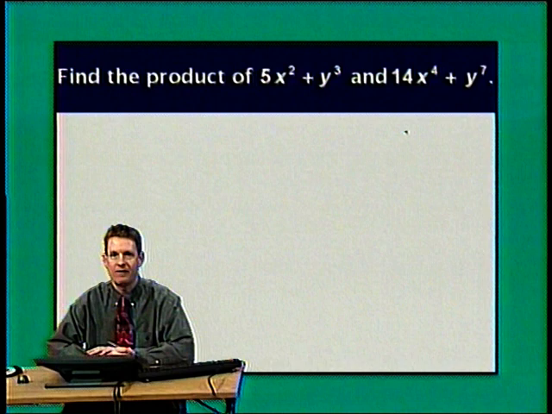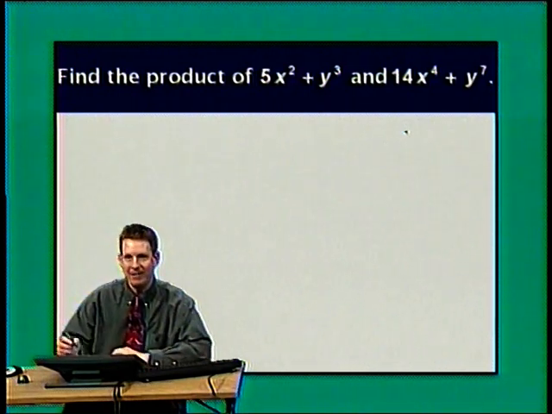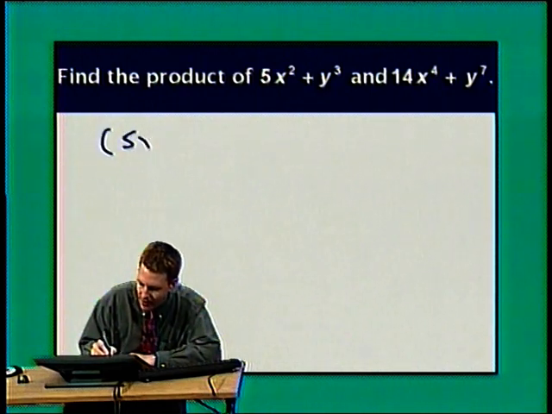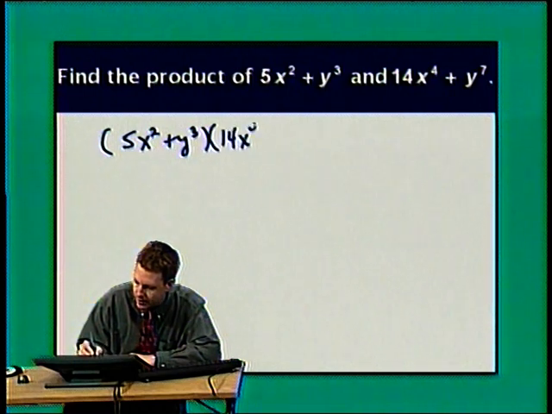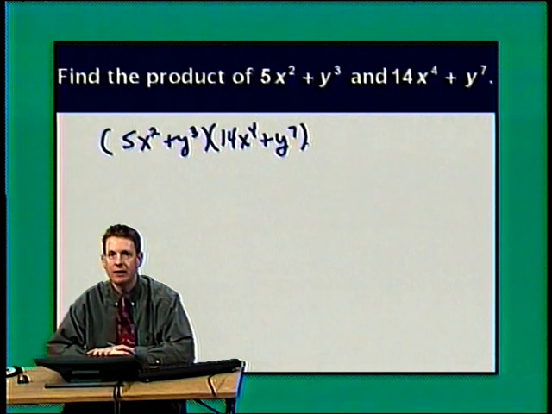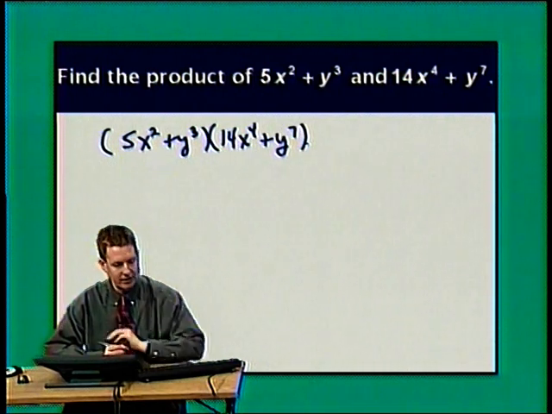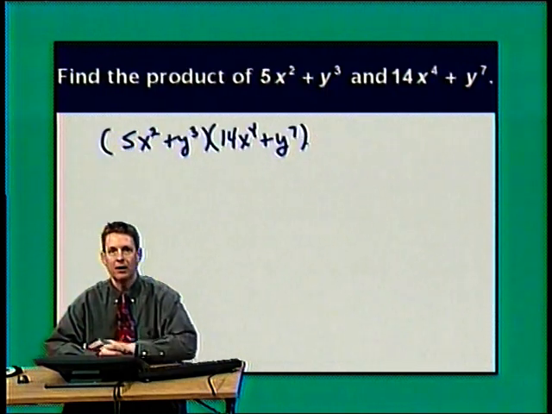Let's find the product of 5x squared plus y cubed and 14x to the fourth plus y to the seventh. So I need to multiply 5x squared plus y cubed times 14x to the fourth plus y to the seventh. Now you may be noticing that this problem is very similar to the last problem. As a matter of fact, when I was typing up this lesson, all I did was copy the last problem and insert an addition sign between x squared and y cubed and between x to the fourth and y to the seventh. Well, you know what?